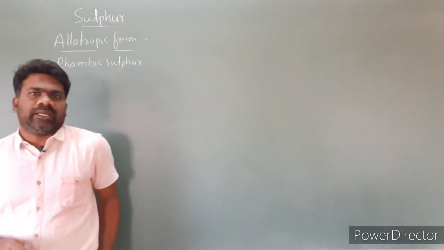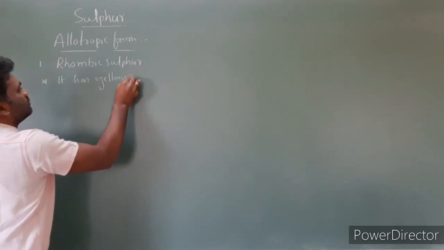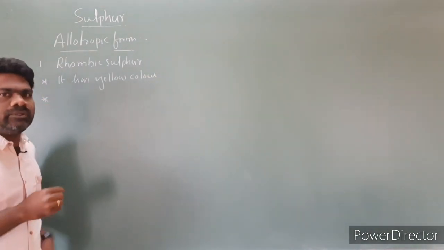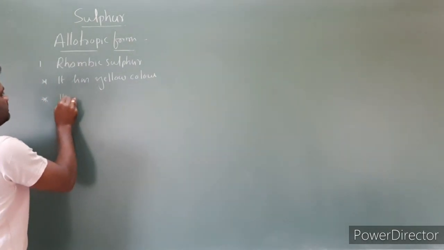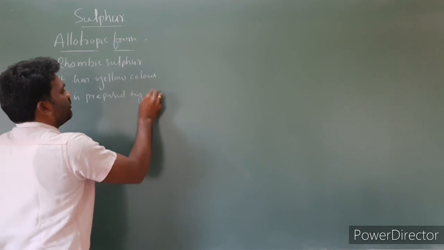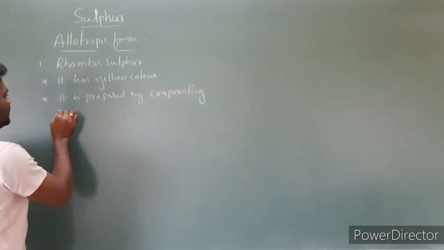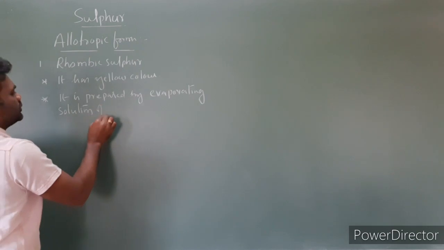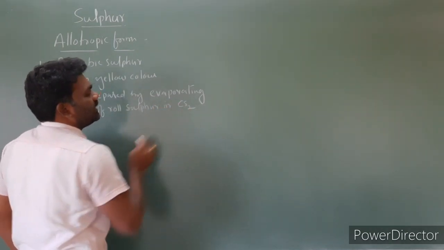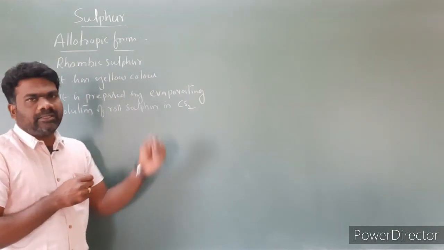The first point: it has a yellow color. Rhombic sulfur is prepared by evaporating a solution of roll sulfur in CS2, carbon disulfide. So, evaporating the solution of roll sulfur in CS2 will give rhombic sulfur.